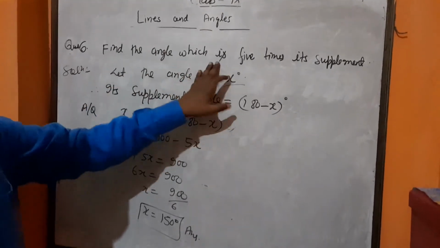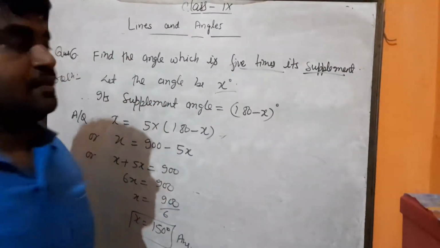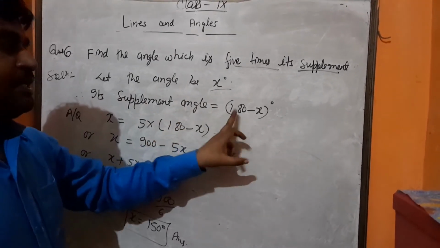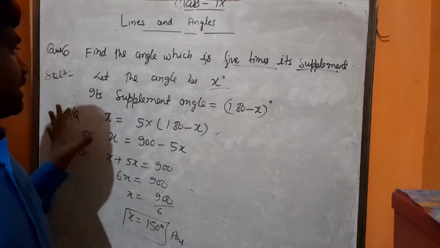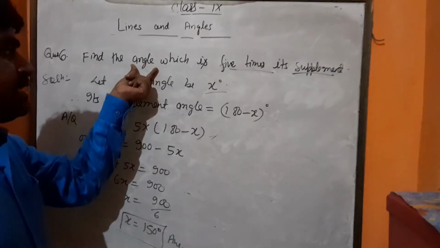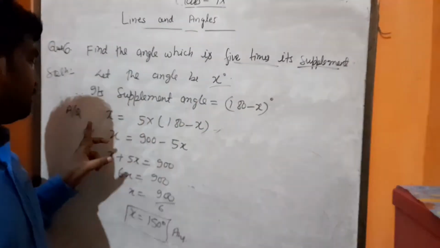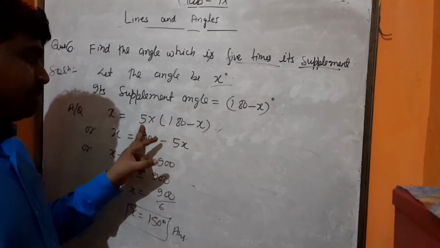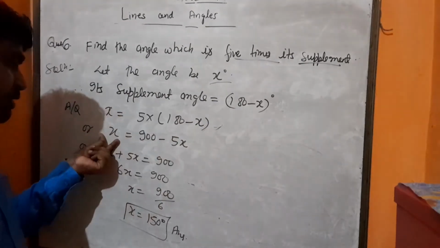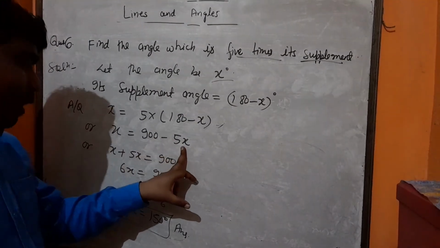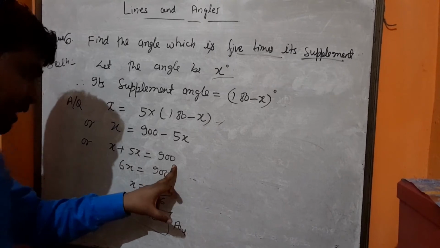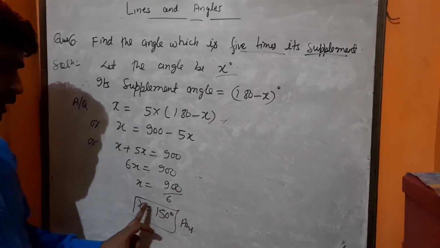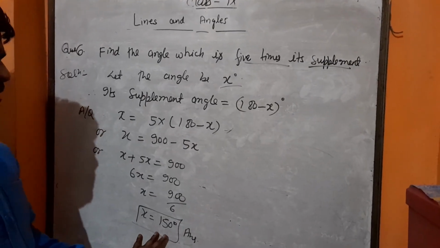Next, find the angle which is 5 times its supplement. Now let the angle be x degrees, then its supplement angle will be 180 minus x degrees. According to the question, it is given that the angle is equal to 5 times its supplement. So we have x equals 5 into 180 minus x. On multiplying by 5 in this bracket, we have x equals 900 degrees minus 5x, or x plus 5x equals 900, or 6x equals 900, or x equals 900 upon 6. So x equals 150 degrees. So this is our required solution.